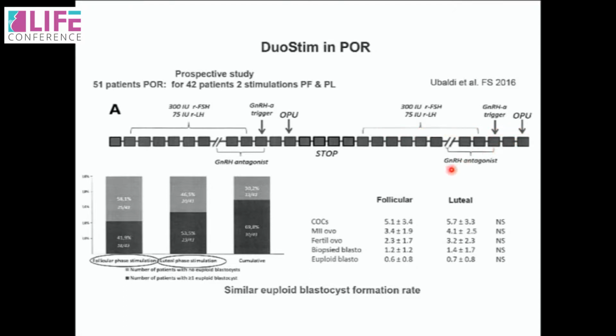And then for his study, he looked at the outcomes: the number of oocytes, and whether they are mature, and then the fertilization rate, and how many went to blastocysts that can be biopsied, and the number of euploid embryos obtained. The differences were non-significant between the follicular and the luteal phase retrievals. So he concluded that there was a similar euploid blastocyst formation rate.